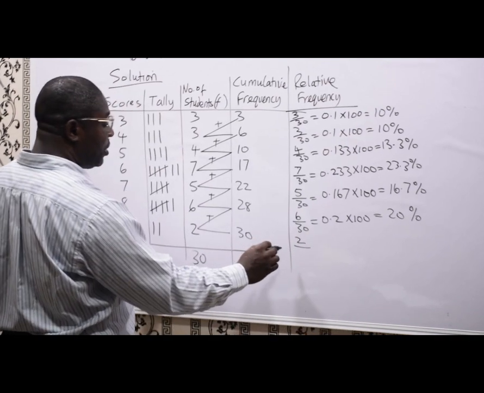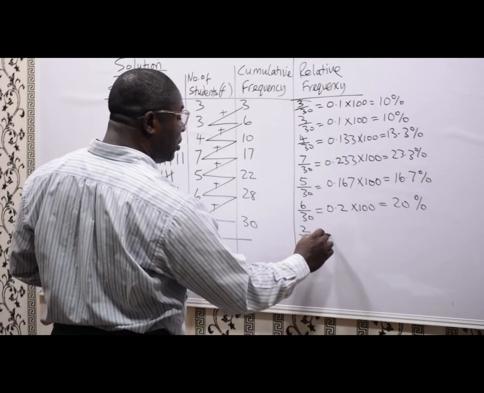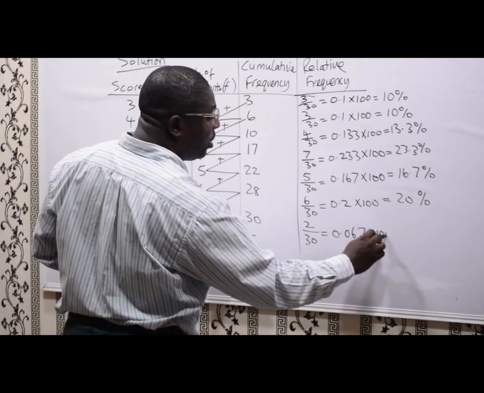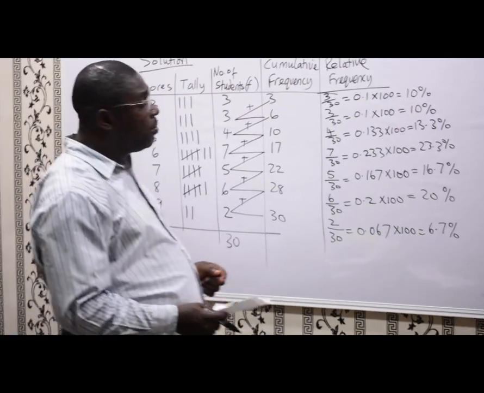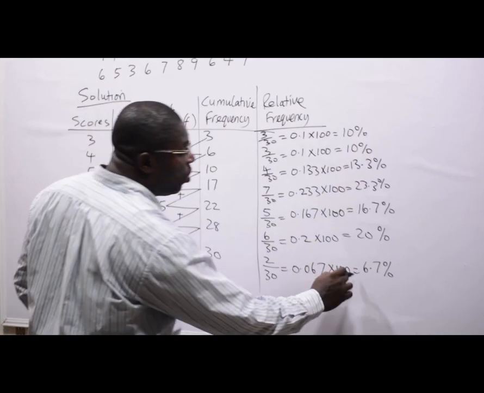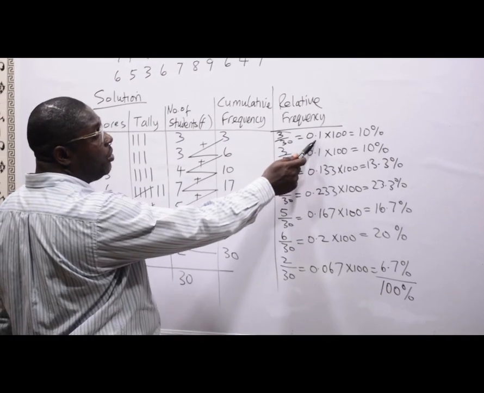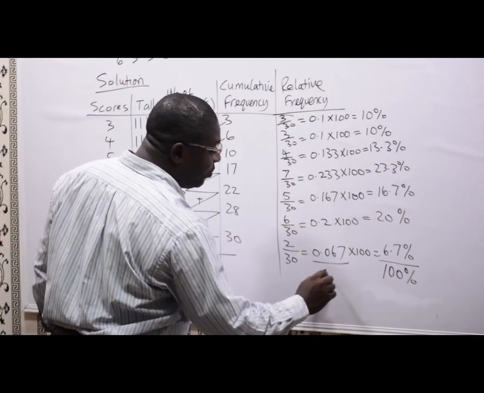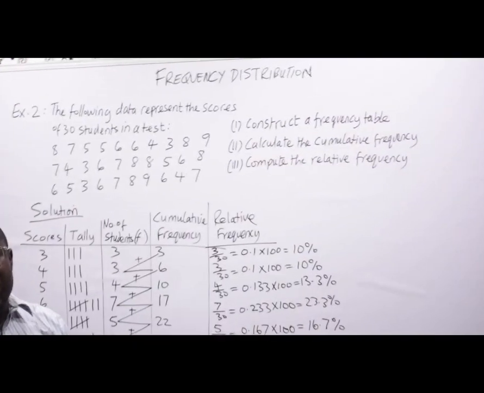The last but not the least is 2. 2, that's the frequency, divided by 30 will give us 0.067. Times 100 will give us 6.7%. You can do this on your own. If you add up all these percentage values, it should equal 100%. Then if you add up all these decimal values here, it should give you 1.00.